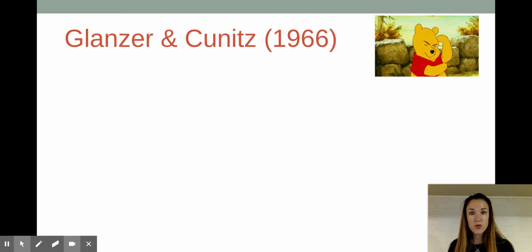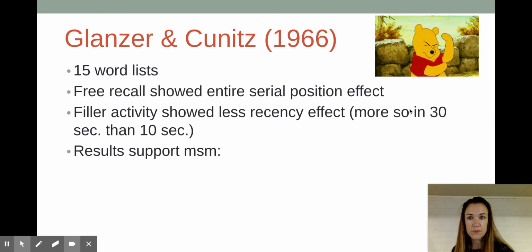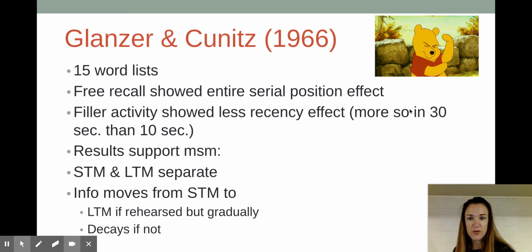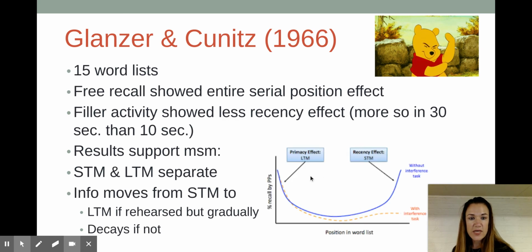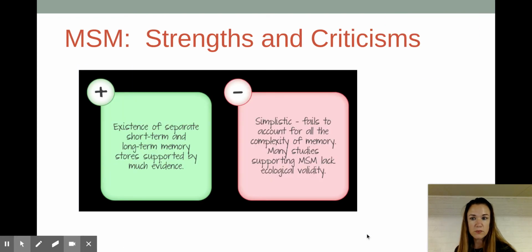Okay, Glanzer and Cunitz is an experiment that gives evidence for the multi-store model, and it was done in 1966. This is an experiment that shows the serial position effect. If you remember, we did this experiment in class. I read a list of words, and then I put a graph up, and I said, who remembers this word? Raise your hand. And we did a graph, and it always shows up exactly the same. I'll show you the graph. It always looks like this graph here. The position in the word list is where we were.